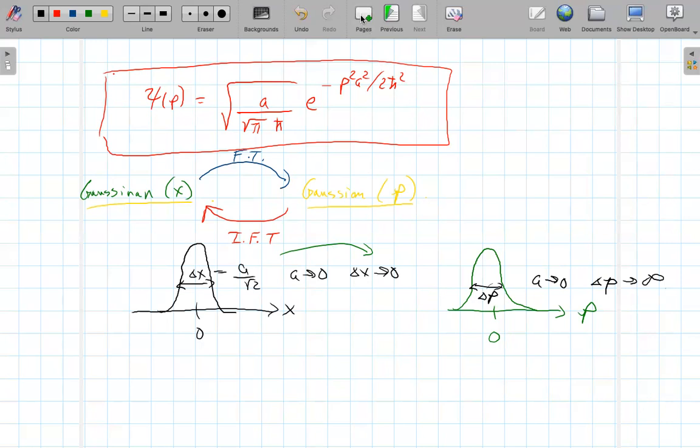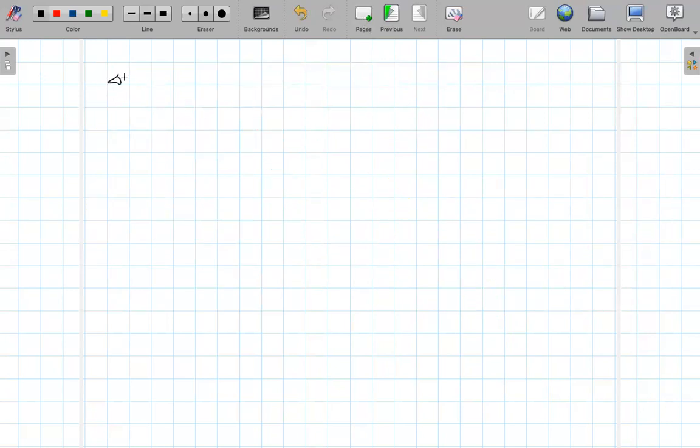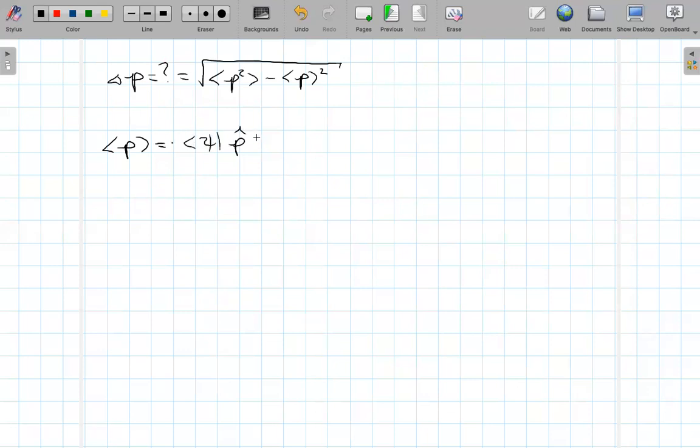So let's show that's true. Now what we want to do is figure out what is the uncertainty in the momentum. So again, it's going to be equal to the square root of the expectation value of the momentum squared minus the expectation value of the momentum quantity squared. So let's look at this first. I'll do the full argument that we did before. This is equal to psi p psi. Technically, this is p of x, so let's write it as p of x to be all good.